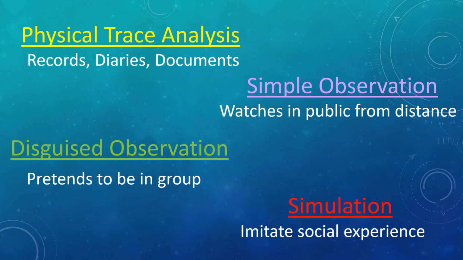Wow, we just went through all four types of unobtrusive measures: physical trace analysis, simple observation, disguised observation, and simulation. Now that you know all the different types of unobtrusive measures, you should be ready to answer any unobtrusive measure question. I hope you enjoyed this lesson.